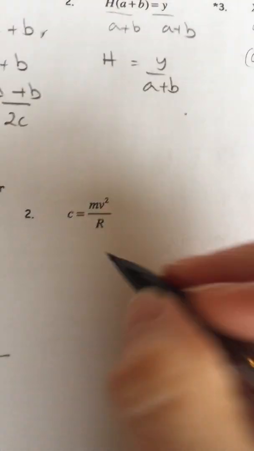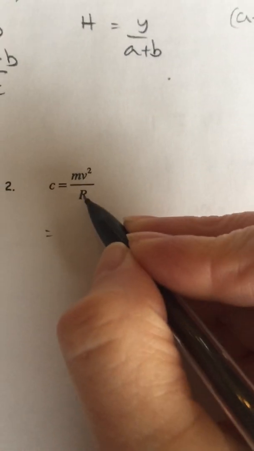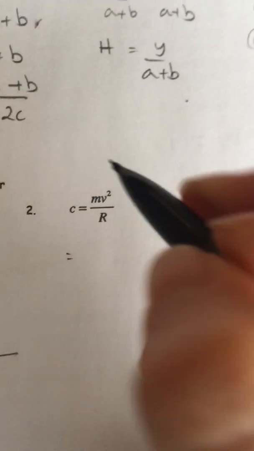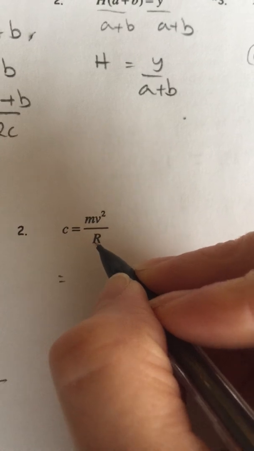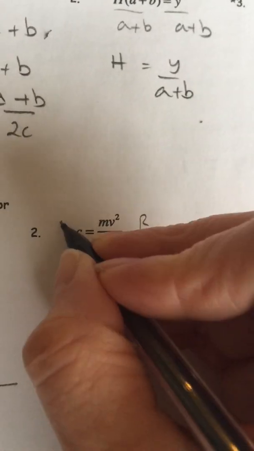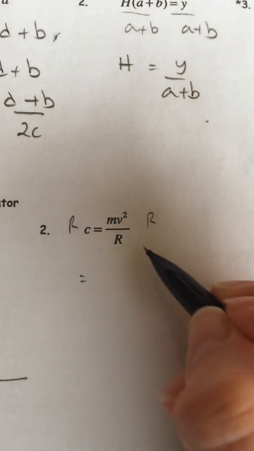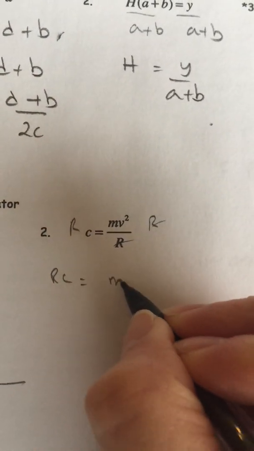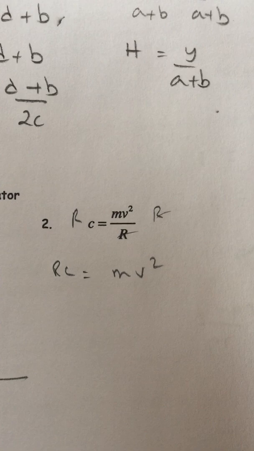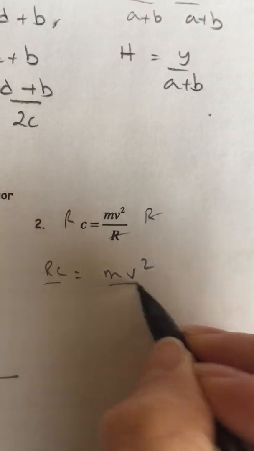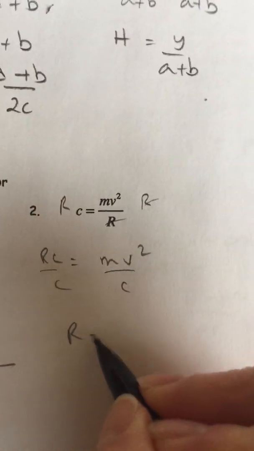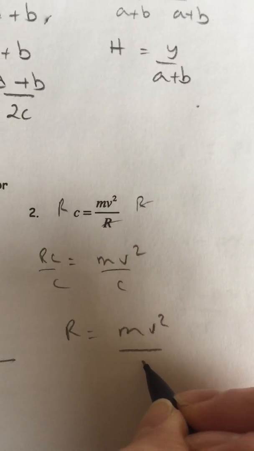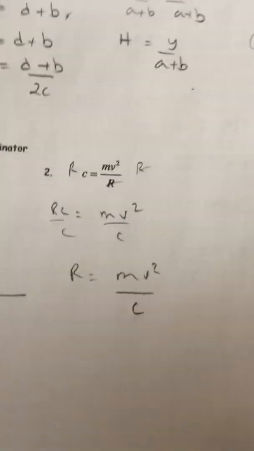Last one, it's taking forever. Okay. Again, just multiply by r to get it out from the bottom of the fraction. Would cancel here, but it's over here now. And then divide off the c. Let me see. Ta-da! All done.